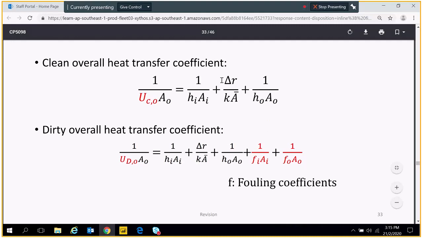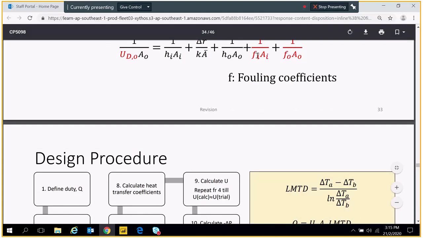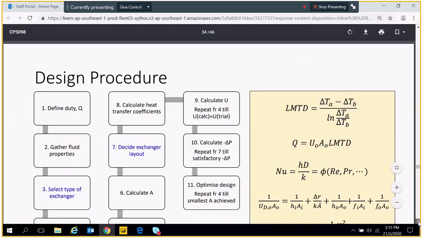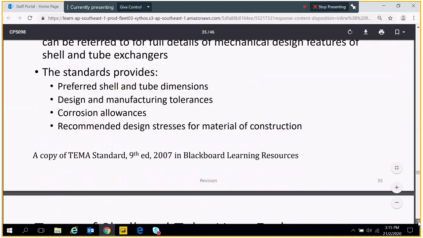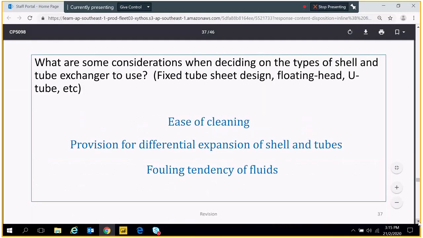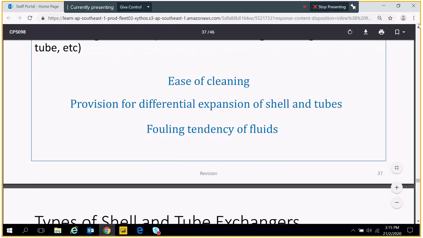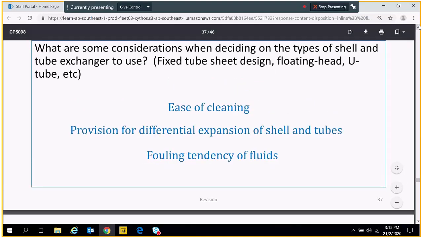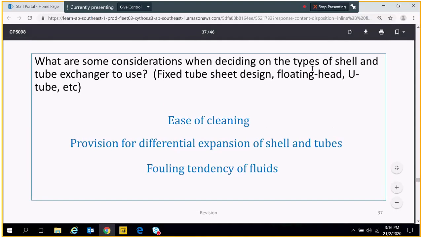The important part, this one you must remember. This set of formula: the second term here is for heat conduction, this is convection, and this is convection. And this is to account for the fouling, inside and outside, I and O. Inside the tube, this is outside of the tube. These are important considerations when you decide on the types of shell and tube exchanger.